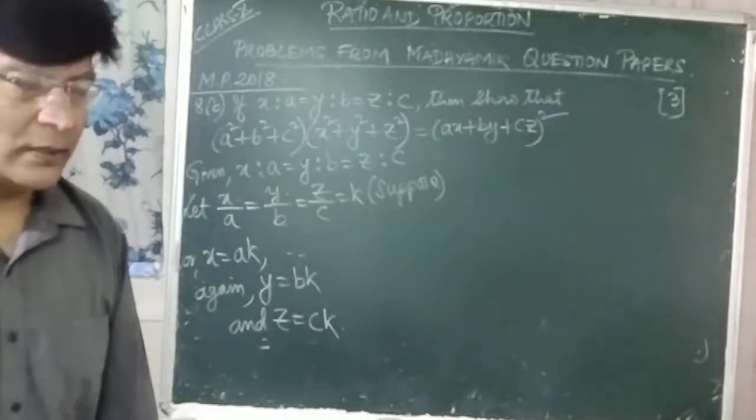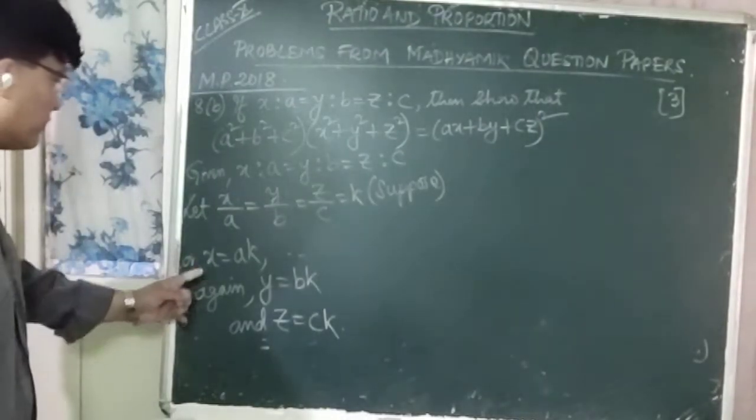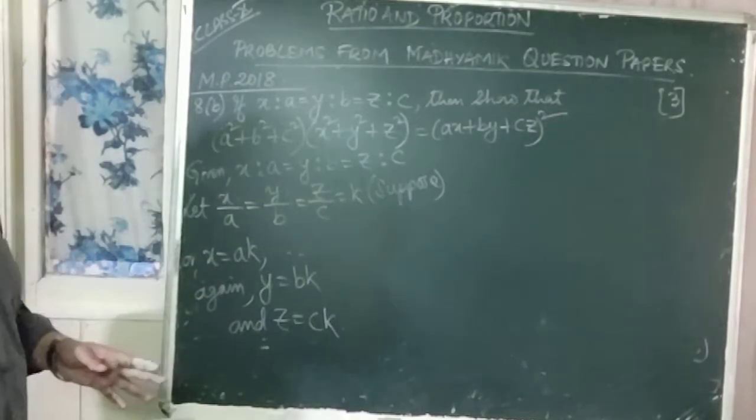Again equating the second ratio with the last, that is k. What do we get after cross multiplication? y is equal to bk. Similarly, equating the third ratio with the last, by cross multiplication, what do we get? z is equal to ck. Is it clear now? So we have got the values of x, y and z from the given part.